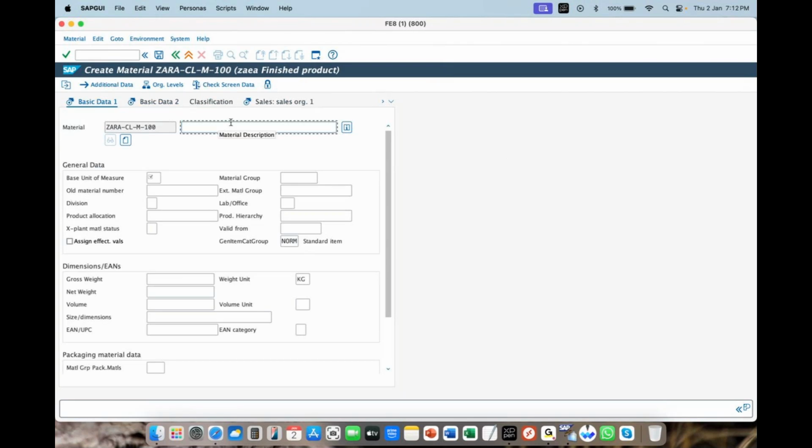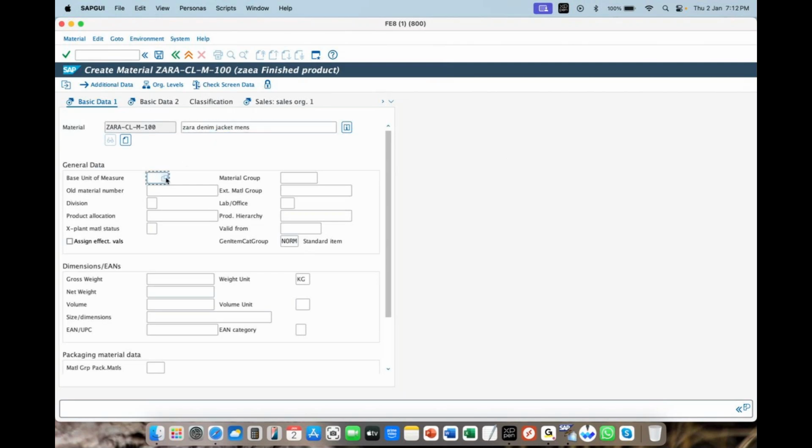So here, give the description. I say Zara denim jacket men's. All right, so I'm coming up with the denim jacket men's.